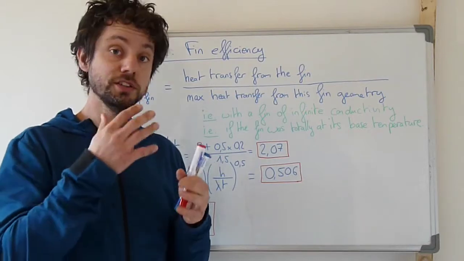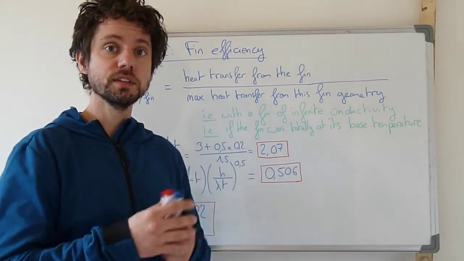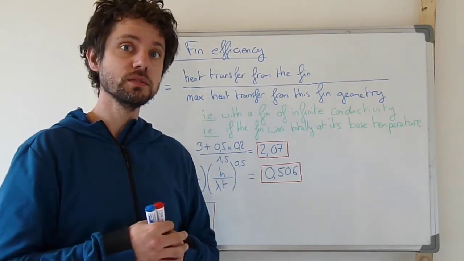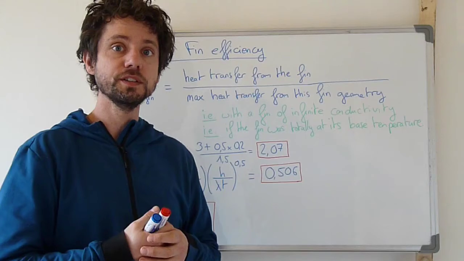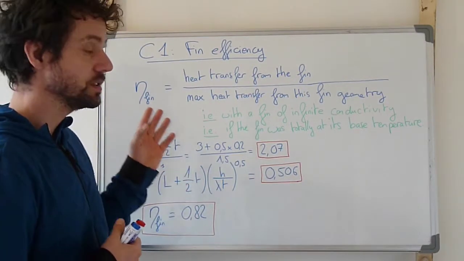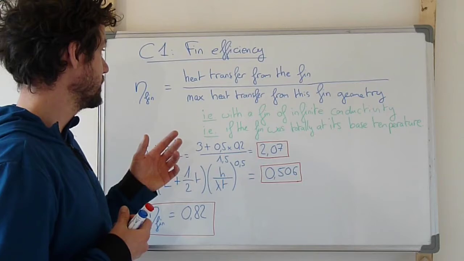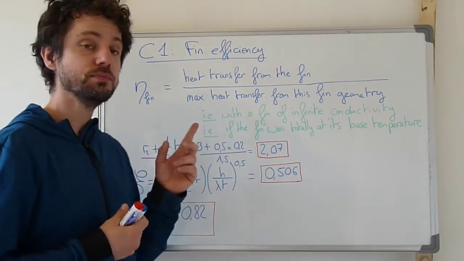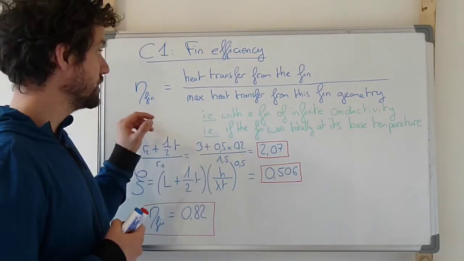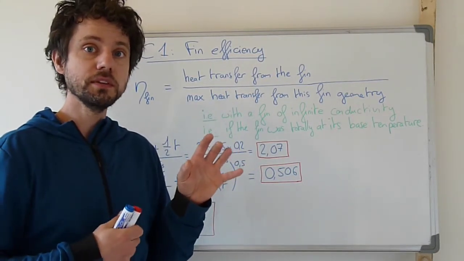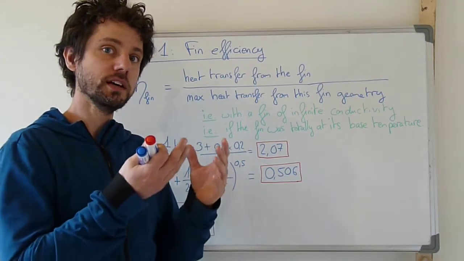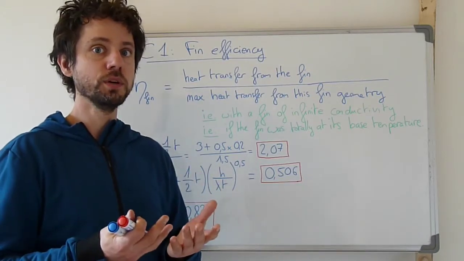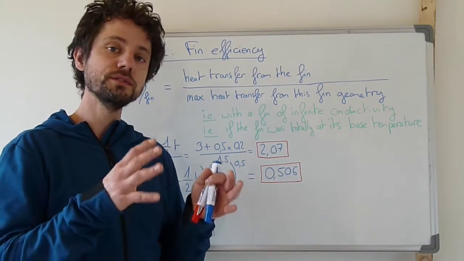So, the fin geometry is proposed in the exercise sheet, and we also have one chart in order to find what is the fin efficiency. Before going further, I just would like to make sure you know exactly what the fin efficiency means. The fin efficiency is the ratio between the actual heat transfer we have from this fin divided by the maximum heat transfer we could have with this fin geometry.